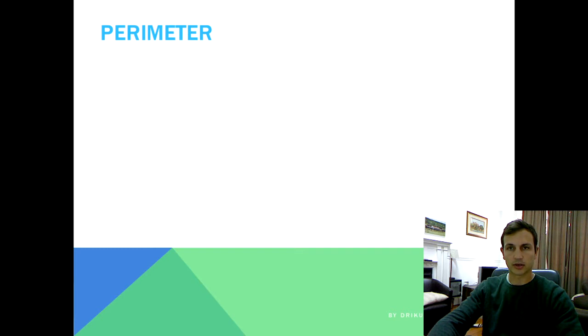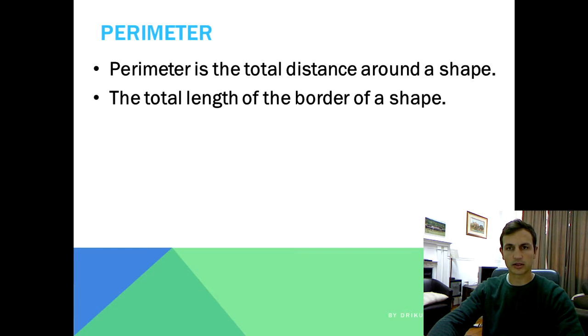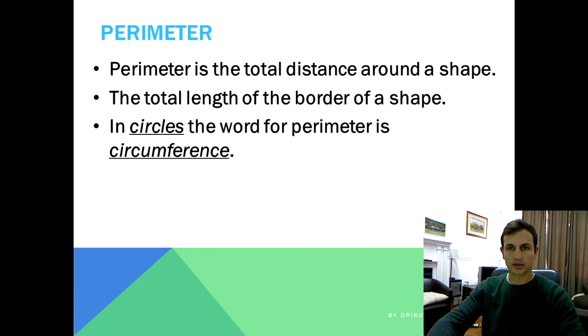Right, so what is perimeter? Perimeter is the total distance around a shape, or it is the total length of the border of the shape. In circles, the word for perimeter is circumference. So it's pretty much the same thing, it just has a different word known as circumference. And perimeter, since it is distance, it will be measured in either centimeters or meters or kilometers, depending on what unit is required of you for a particular situation.